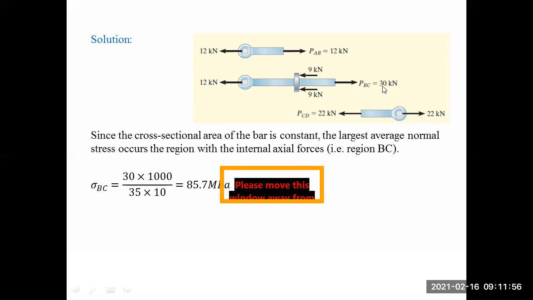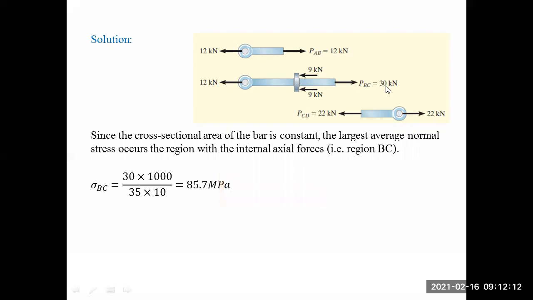So immediately you can determine the maximum by knowing that you have 30 kilonewton or 30,000 newton over the same cross section for all the forces. So which one is the largest, 12 or 30 or 22? 30. So definitely this force would result in the maximum normal stress.